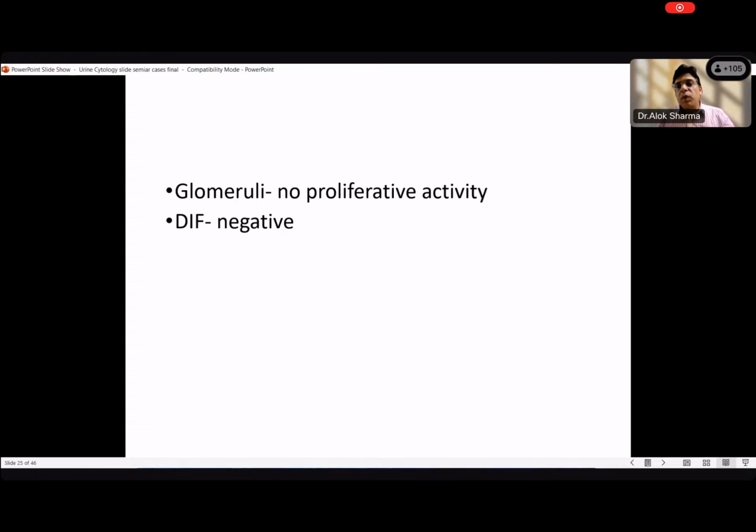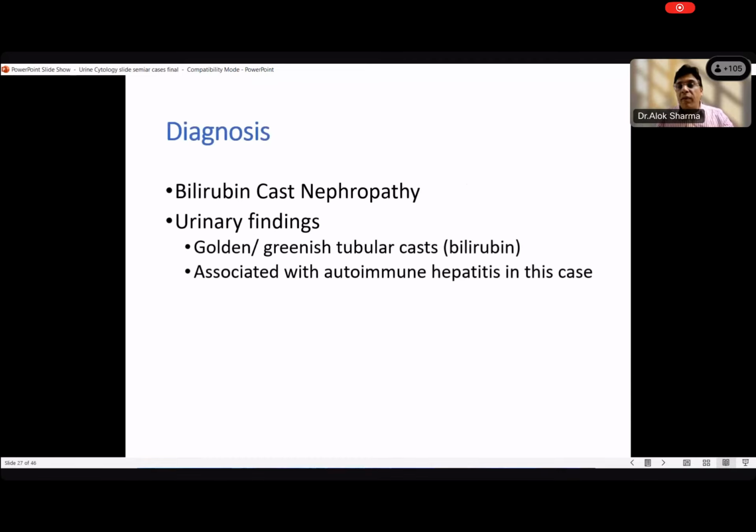Okay. What's happening here is because of that autoimmune SLE-induced hepatitis, the patient is having bilirubinuria, and those bilirubin casts are damaging the kidney and causing bile cast nephropathy. So you can diagnose bilirubin cast nephropathy even by doing urinary examination, right?